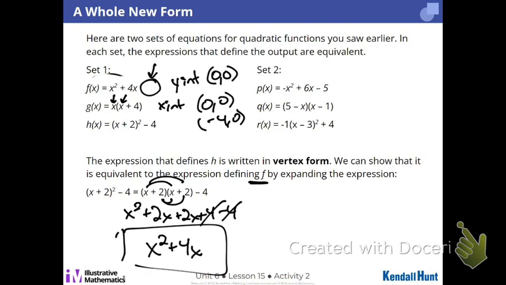Oh, wait. Oh, it's the same thing? These are all the same. Yeah, look at this is x squared, 4x. Oh, I didn't know that.